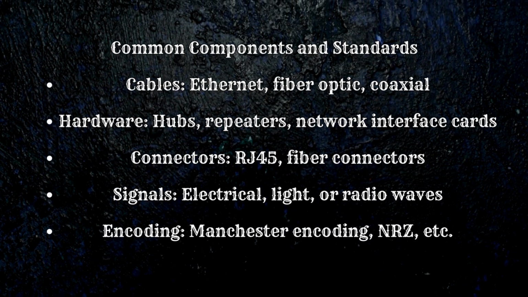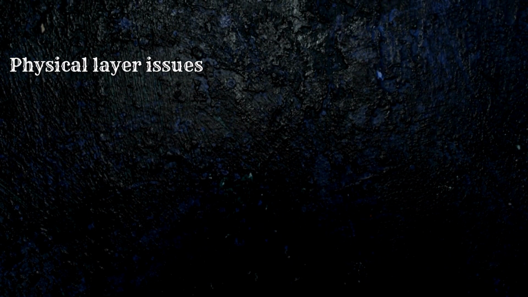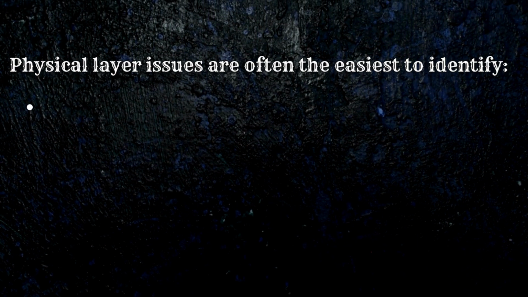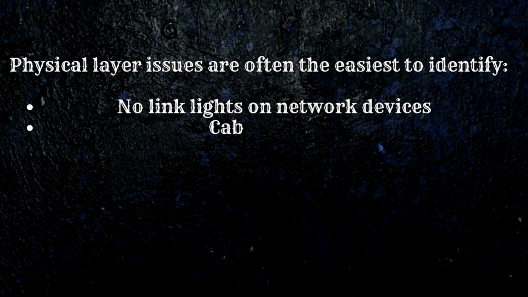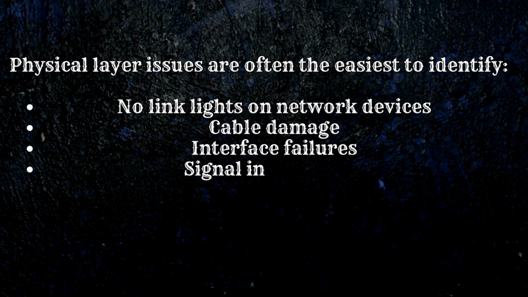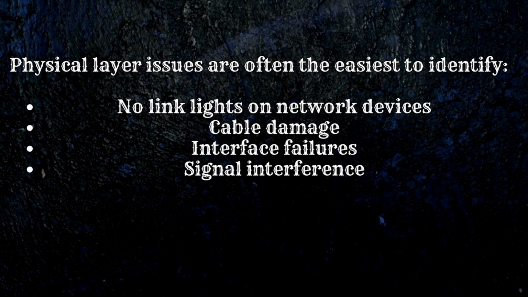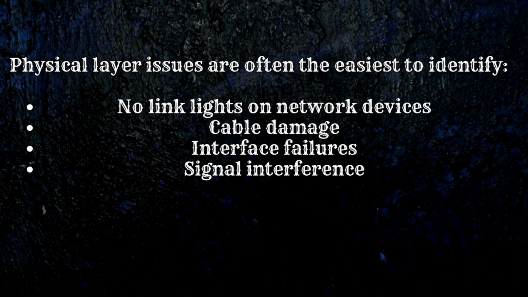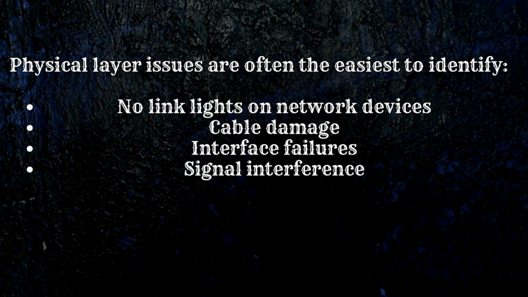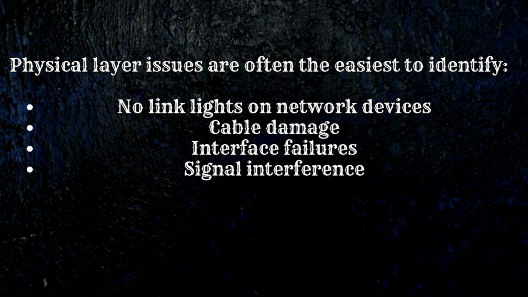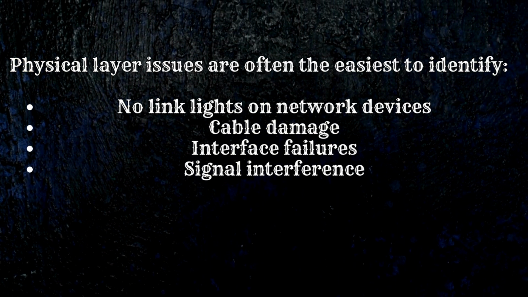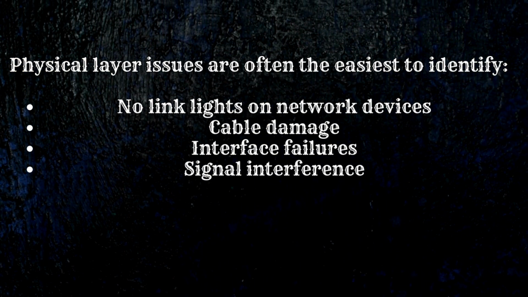So, troubleshooting at Layer 1. Physical layer issues are often the easiest to identify. No link lights on network devices, cable damage, interface failures, and signal interference. Always check the physical layer first. The famous IT support question, is it plugged in, addresses this layer. Now, as promised, let's talk about the layer that causes the most confusion on the Network Plus exam.